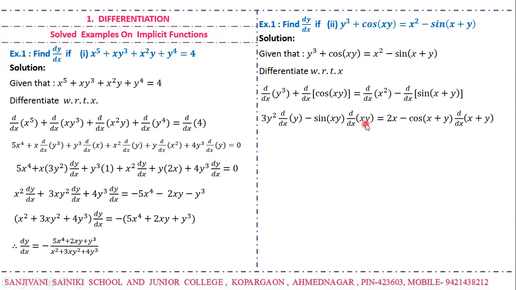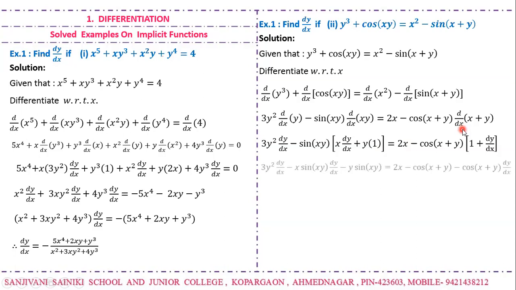So how to find the derivative? To find the derivative, keep first function as it is, derivative of the second function plus second function as it is, derivative of the first function. After simplifying it, you get 3y square dy by dx minus x sin xy dy by dx minus y sin xy is equal to 2x minus cos of x plus y minus cos x plus y dy by dx.